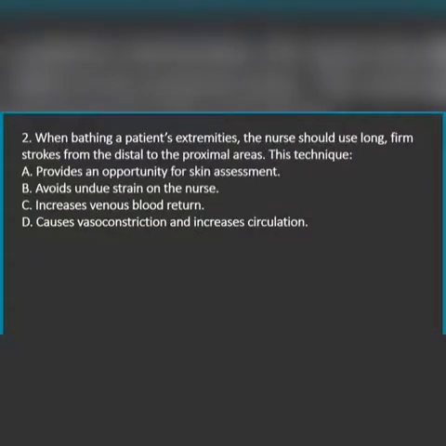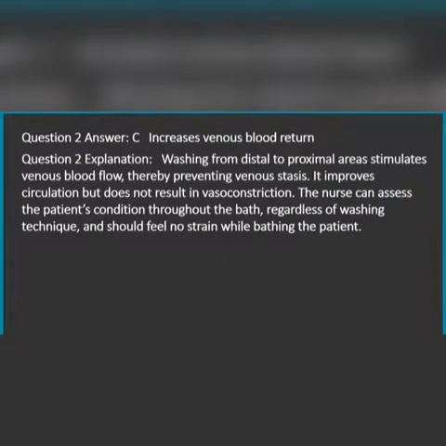Question 2 When bathing a patient's extremities, the nurse should use long, firm strokes from the distal to the proximal areas. This technique: A. Provides an opportunity for skin assessment. B. Avoids undue strain on the nurse. C. Increases venous blood return. D. Causes vasoconstriction and increases circulation. Question 2 Answer: C. Increases venous blood return.